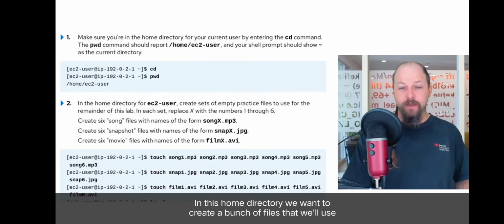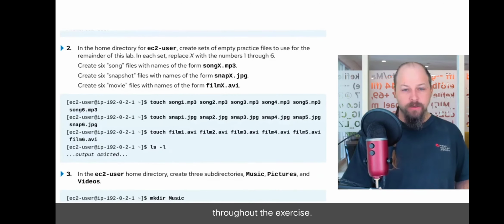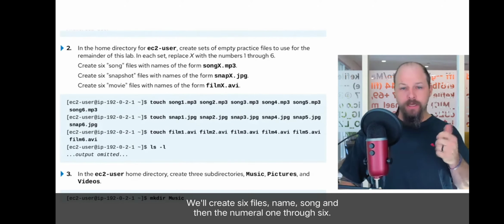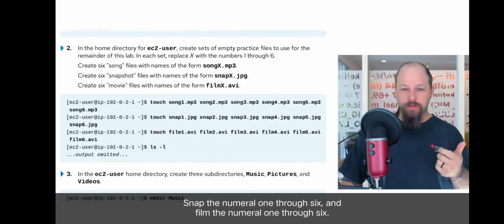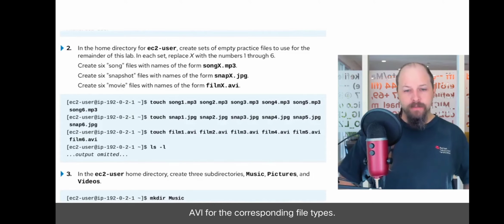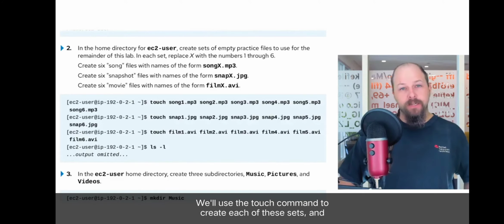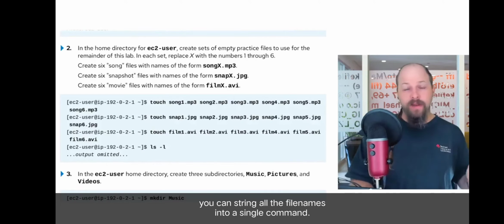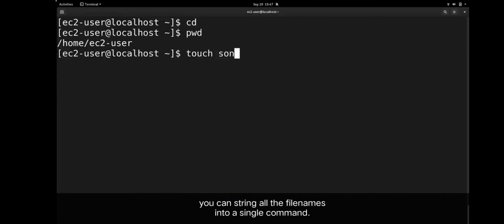In this home directory, we want to create a bunch of files that we'll use throughout the exercise. We'll create 6 files named song and then the numeral 1 through 6, snap, the numeral 1 through 6, and film, the numeral 1 through 6. We're choosing some standard file extensions here of MP3, JPG, and AVI for the corresponding file types. We'll use the touch command to create each of these sets, and you can string all of the file names into a single command.